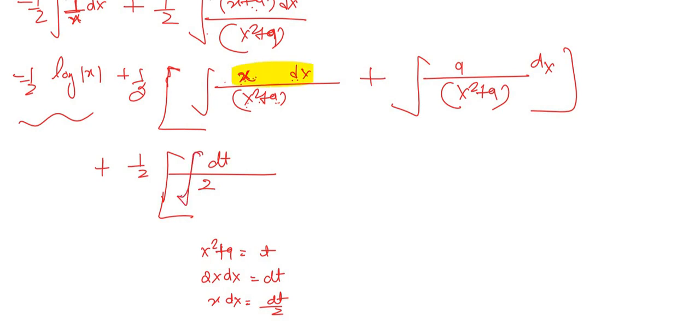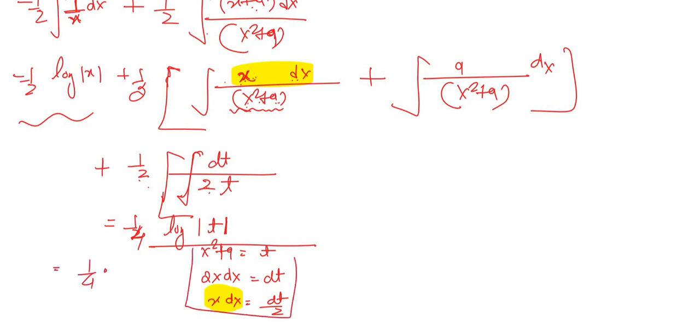See here, x dx became dt by 2. Look carefully, dt by 2. And this part I assumed as t. Now I am ready to integrate this part. So it will be 1 by 2 into 2, which is 1 by 4 log of t. This is done. And what is t? t was nothing but x square plus 9. So that's how we can do this part. So this part is done.